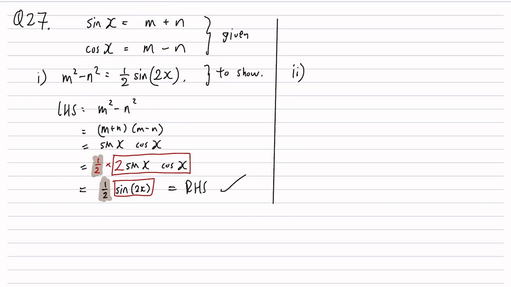Moving on, part 2. Part 2 asks, find the numerical value of m squared plus n squared. This time it's not minus, it's plus. We have already just went through the sum of roots, product of roots idea, right? Can you come up with a special identity to solve this?